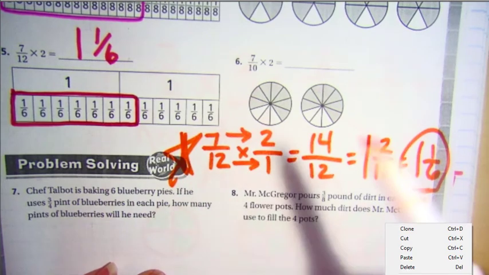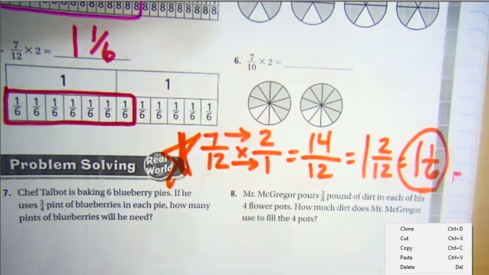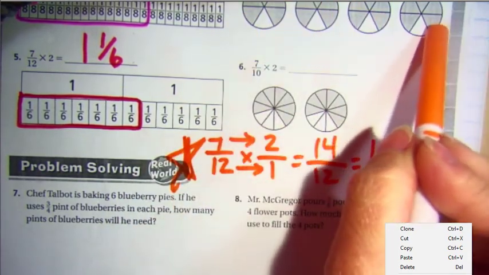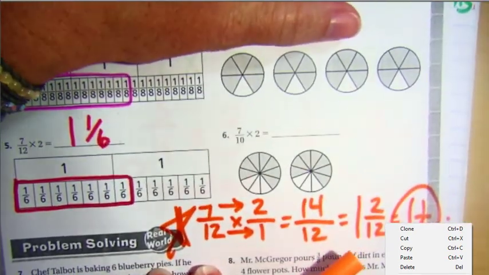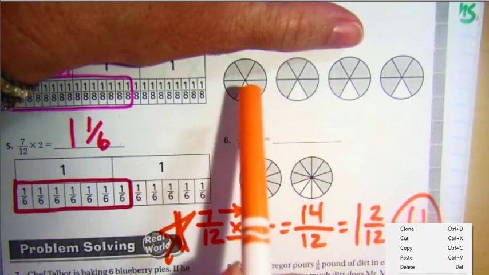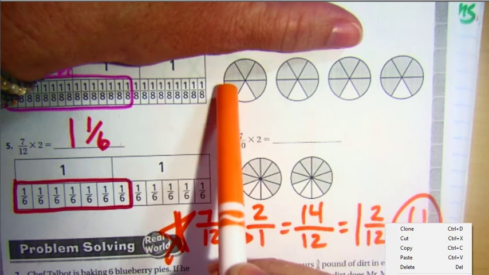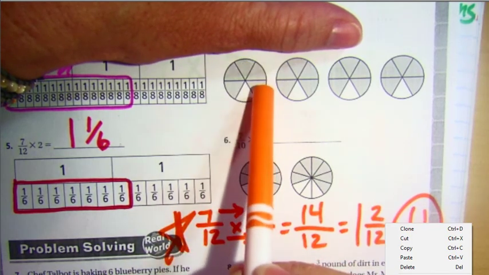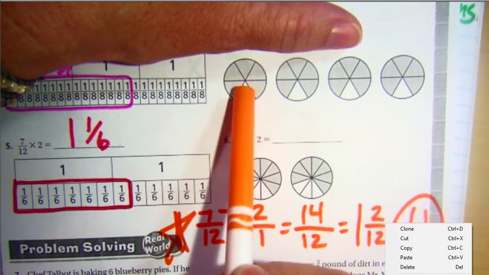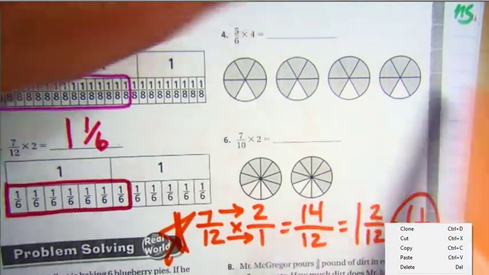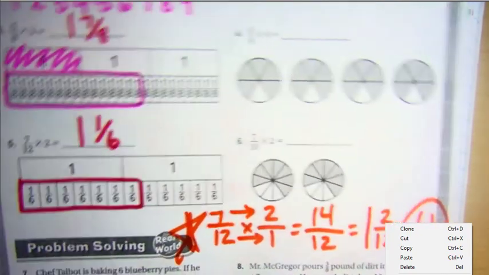Sometimes you're going to be given a picture that has a model and you have to determine what the problem is. But you can see you have 4 circles and each circle has 1, 2, 3, 4, 5, 6 shaded in. This is 5/6, 4 times. So your problem's got to be 5/6 times 4. So that's how you do it with the models.